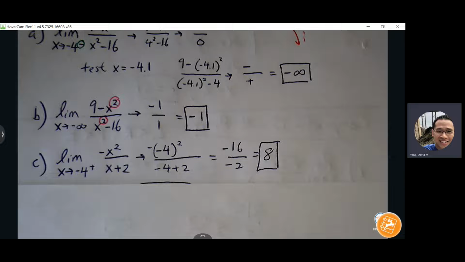Part C, limit as x approaches -4 from the right side of -4. We don't care about that notation there. We just want to start with -4. So -4 into the expression. We get -16 over -2, which is 8. That's a real number, and we stop. There's nothing more to do.